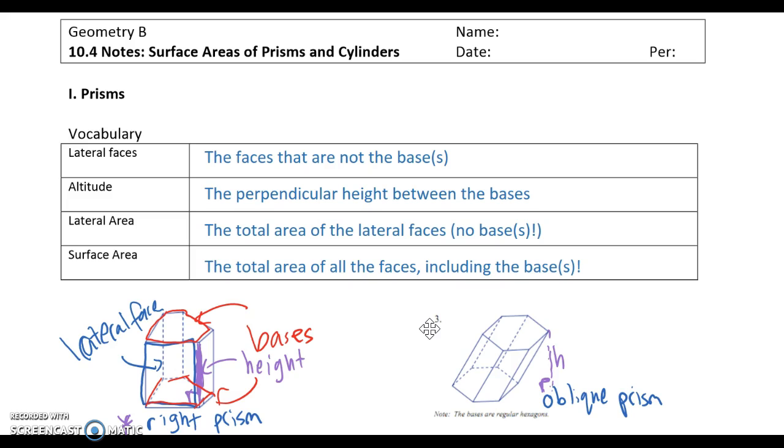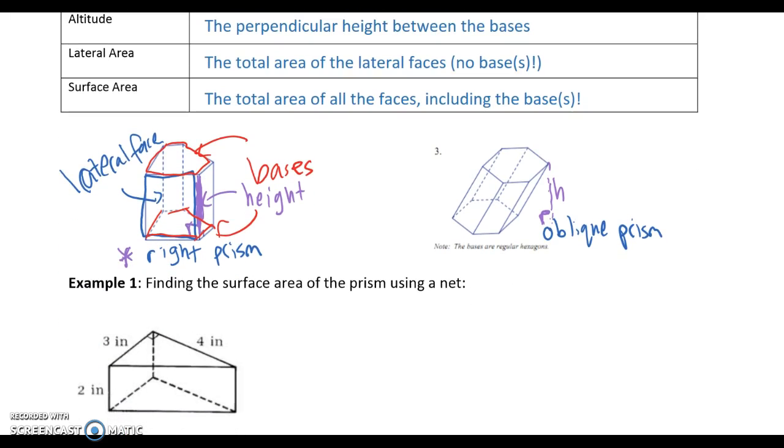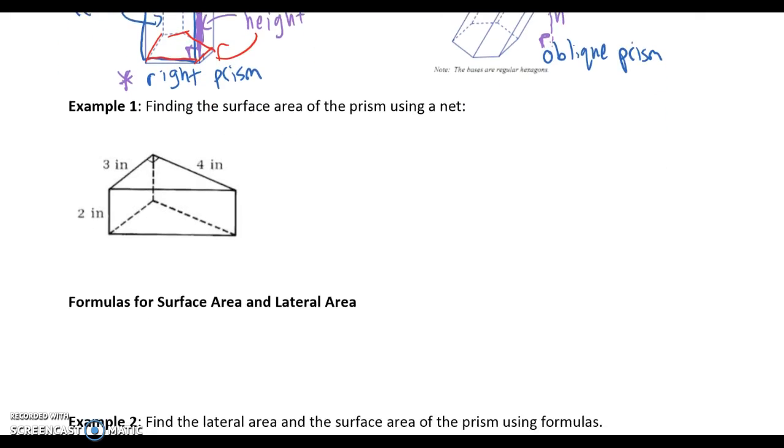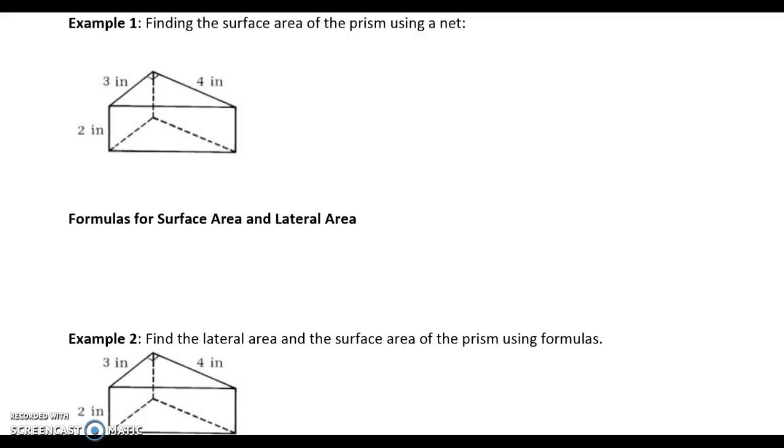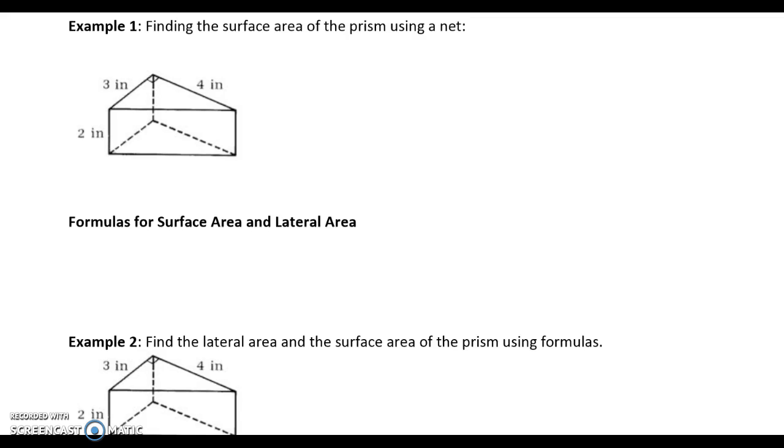All right, now before we dive into the formula, I want to remind you, we can always find surface area, lateral area using a net. All right, so for example 1, let's go ahead and just sketch out a net of this triangular prism. Now before we draw our net, you might notice something. We have a missing measurement. And remember, that's not something we want to let stop us because we can actually find it.